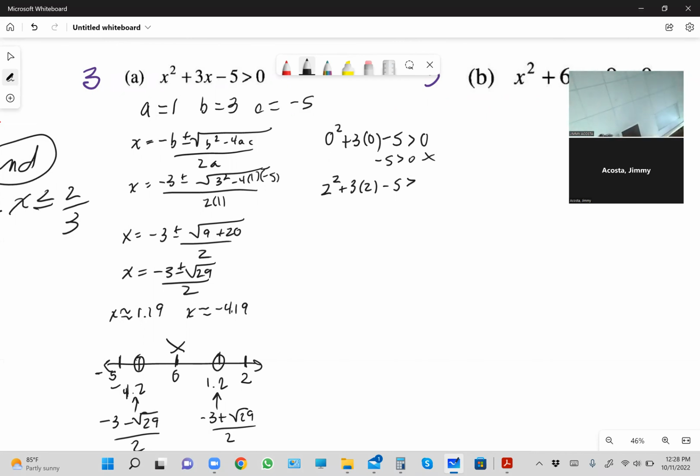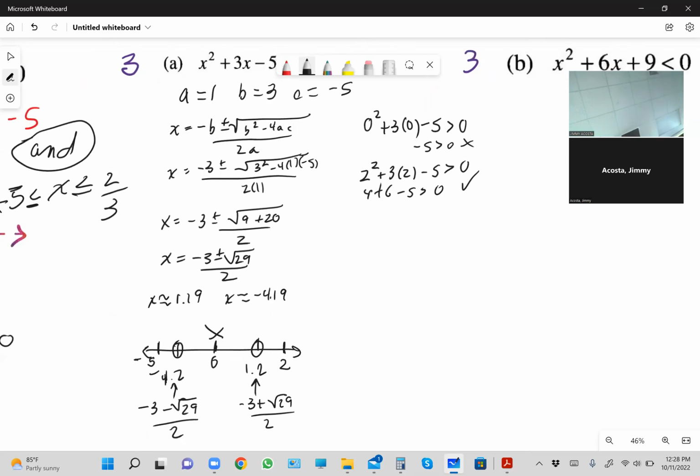All right. So is this greater than 0? Obviously, you could tell that 4 plus 6 minus 5 is greater than 0. So it works over here on this side. And it's probably going to work on the other side too. So let's say negative 5. Negative 5 squared is 25, not negative 25. Be careful. Those mistakes are rookie mistakes we should not be making. And you can tell that this is going to work too. So therefore, x must be greater than negative 3 plus the square root of 29 divided by 2.